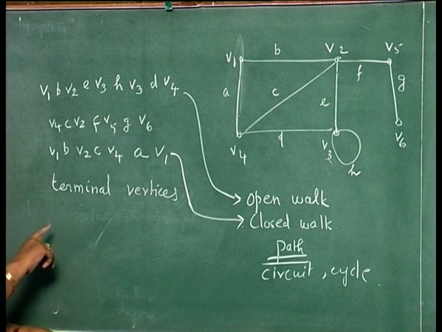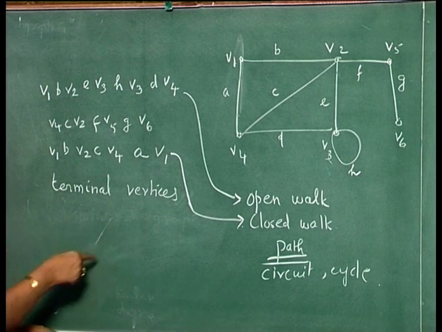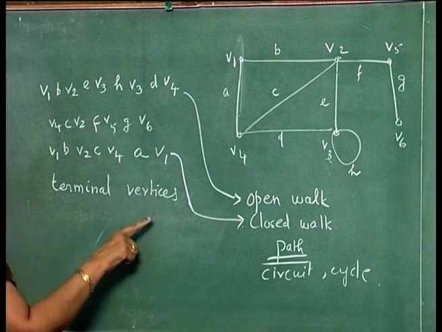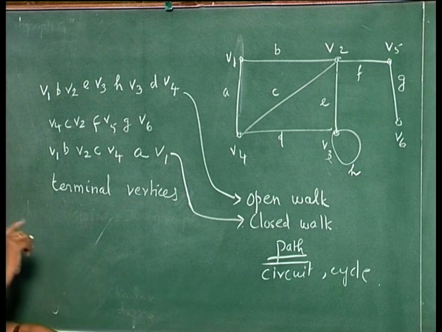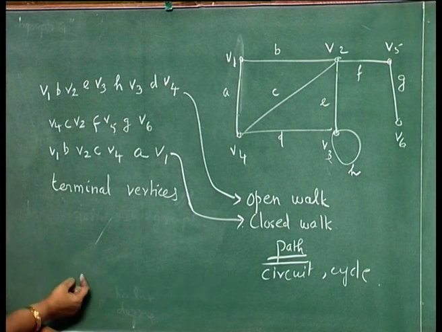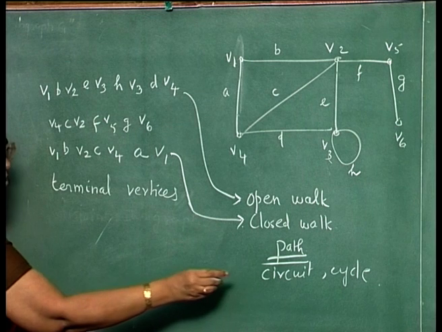And in a closed walk, no vertex is repeated. If in an open walk, no vertex is repeated, it is called a path. If in a closed walk, no vertex is repeated, it is called a cycle or a circuit.